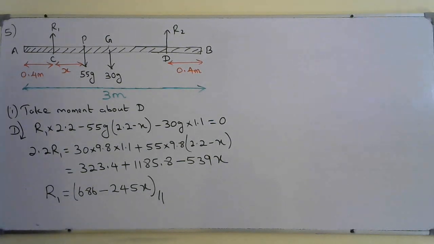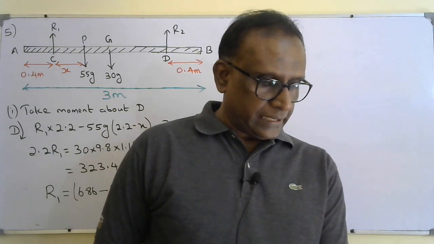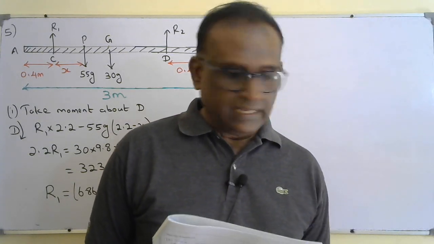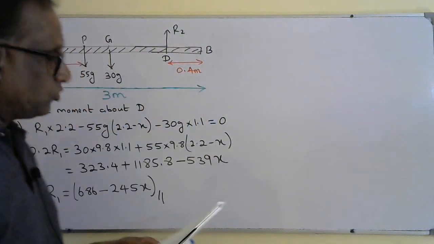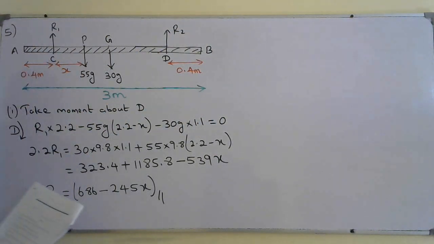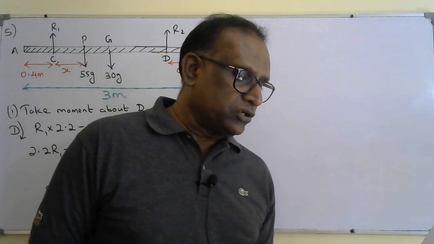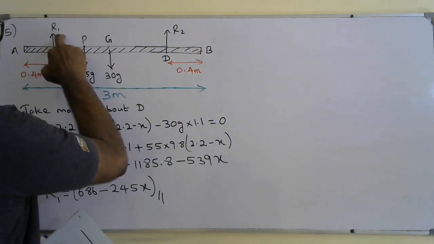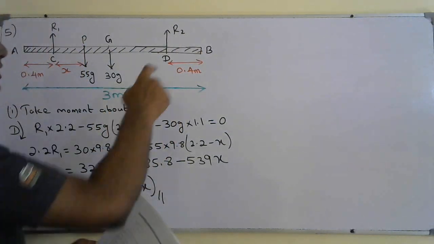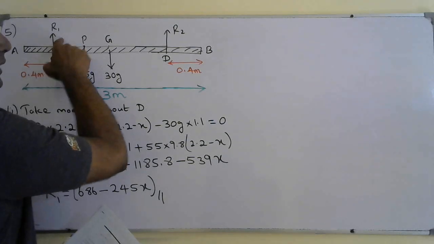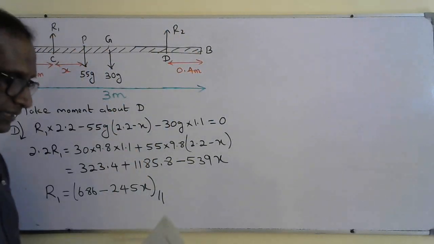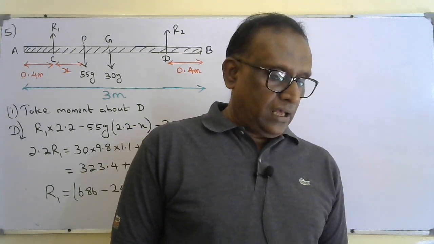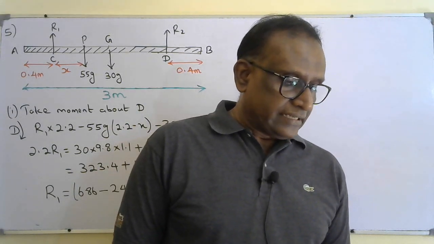Okay, so second part, the B part: the magnitude of the reaction force at C, that is R1, is 4 times the magnitude of the reaction force at D. So if I say this is 5 Newton, this will be 20. If this is 10 Newton, this will be 40. Like that, 4 times. R1 is 4 times R2. By using the model, find the value of x.